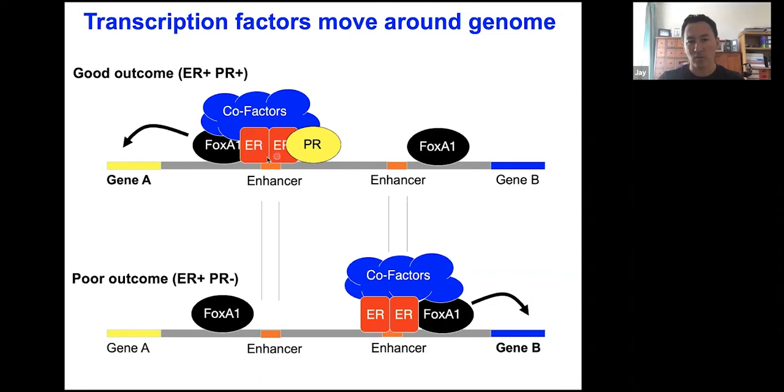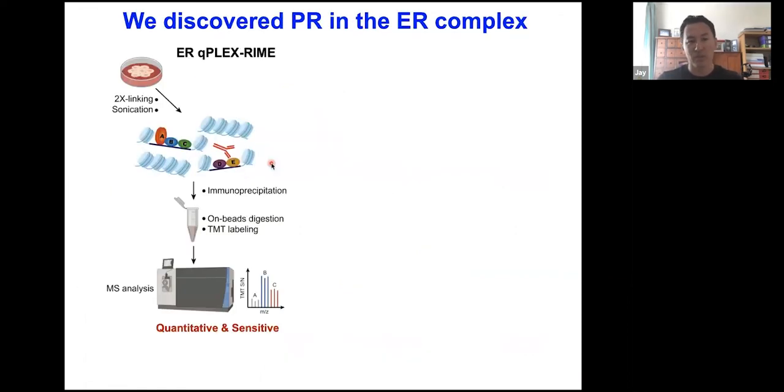And so it's really this functional interplay between these two transcription factors that can allow estrogen receptor to sit at these regions. Now, we actually discovered progesterone receptor as a molecule involved in the estrogen receptor complex using a method called RHYME. So RHYME is essentially a fancy IP mass spec, but there are a couple of tricks about RHYME that make it really quite powerful.